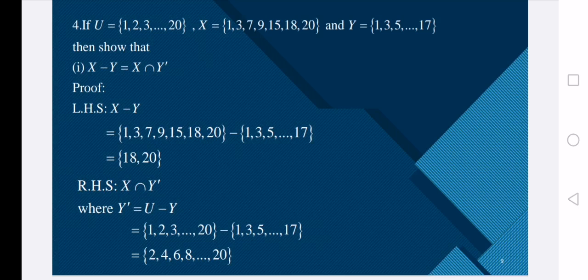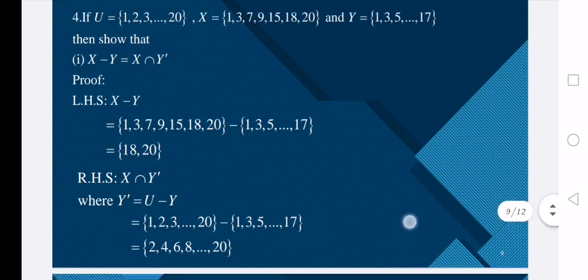On the left hand side we have X minus Y, so we are going to find the difference of X and Y. The difference of X and Y is equal to {18 and 20}. Now on the right hand side we have X intersection Y complement. We will be able to find the intersection of X and Y complement only if we have Y complement. So first we will find Y complement, which is equal to U minus Y, that is {1, 2, 3 up to 20} minus {1, 3, 5 up to 17}, which is equal to {2, 4, 6, 8 up to 20}.